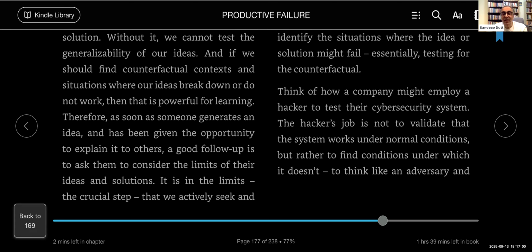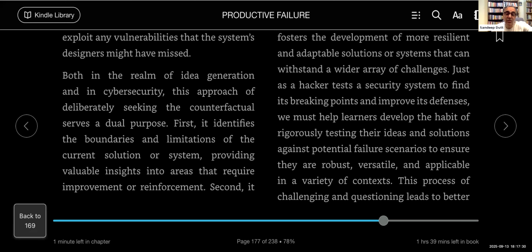The aim is not to validate that the system works under normal conditions, but rather to find conditions under which it doesn't work. To think like an adversary and exploit any vulnerabilities that the system has. Considering counterfactuals serves a dual purpose. First, it identifies the boundaries and limitations of the current solutions or system, and provides valuable insights into areas that require improvement or reinforcement. Second, it fosters the development of more resilient and adaptable solutions or systems that can withstand a wider array of challenges.